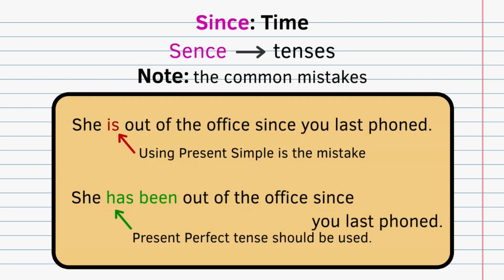Note the common mistake. She is out of the office since you last phoned. Using present simple is the mistake. The present perfect tense should be used. She has been out of the office since you last phoned.